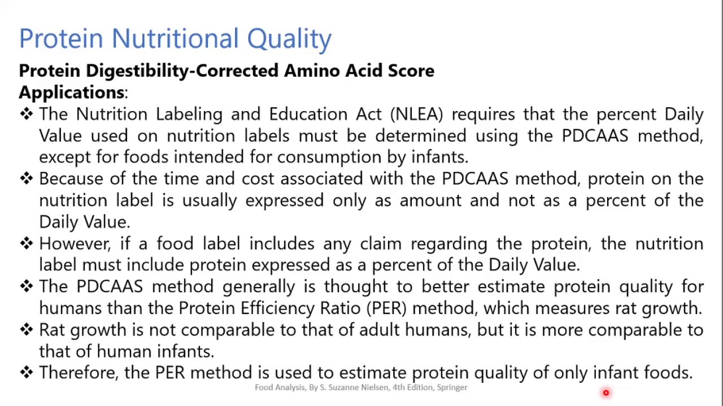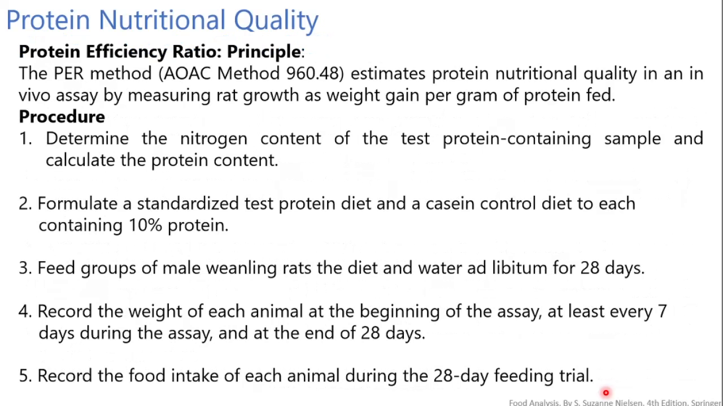So the PDCAAS method is generally thought to better estimate the protein quality for humans than the protein efficiency ratio method, which measures rat growth. Rat growth is not comparable to adult humans, but it is more comparable to that of human infants. Therefore, the PER, protein efficiency ratio method, is used to estimate protein quality of only infant foods.